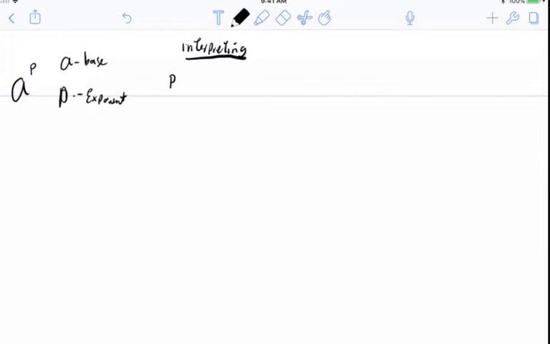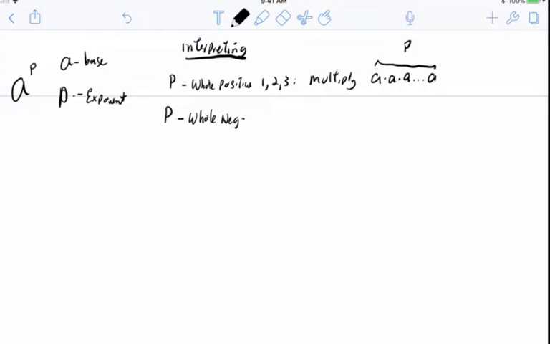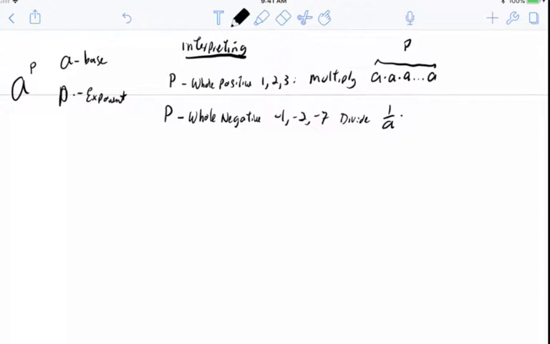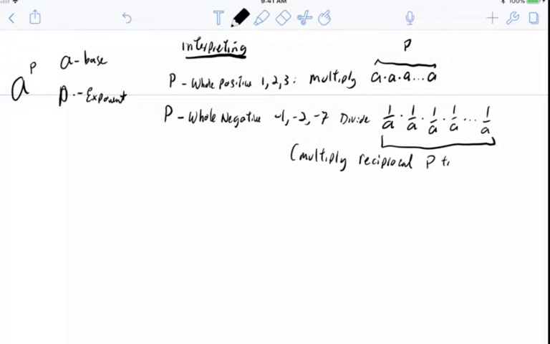So if p is a whole positive number, like 1, 2, 3, just multiply a times a times a times a. Multiply it p times. If p is a whole negative number, like minus 1, minus 2, minus 7, divide. Or go 1 over a times 1 over a times 1 over a. Multiply its reciprocal. If p is equal to 0, then you say a to the p is equal to 1.